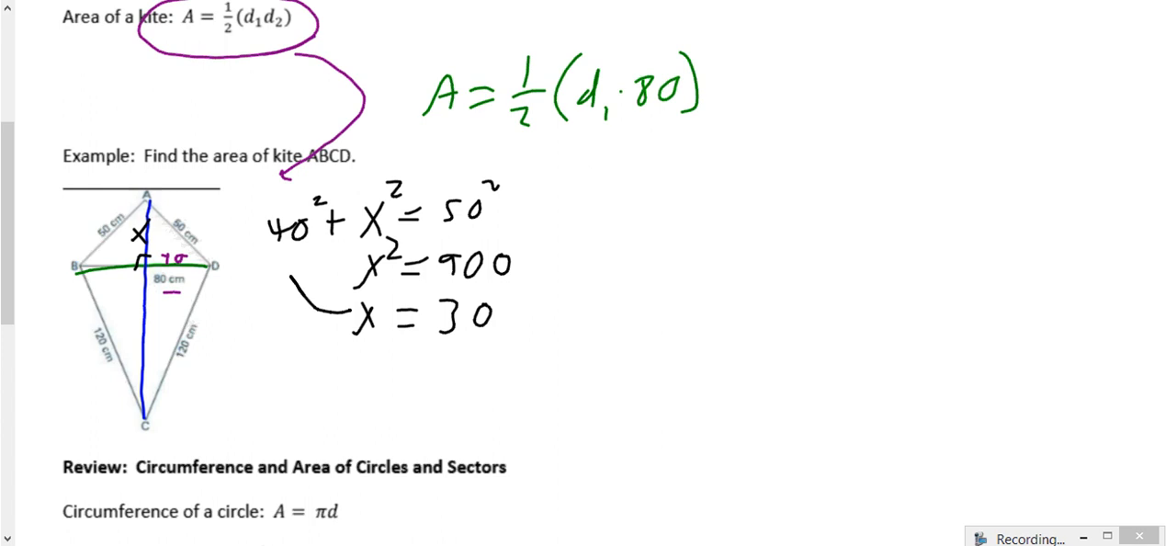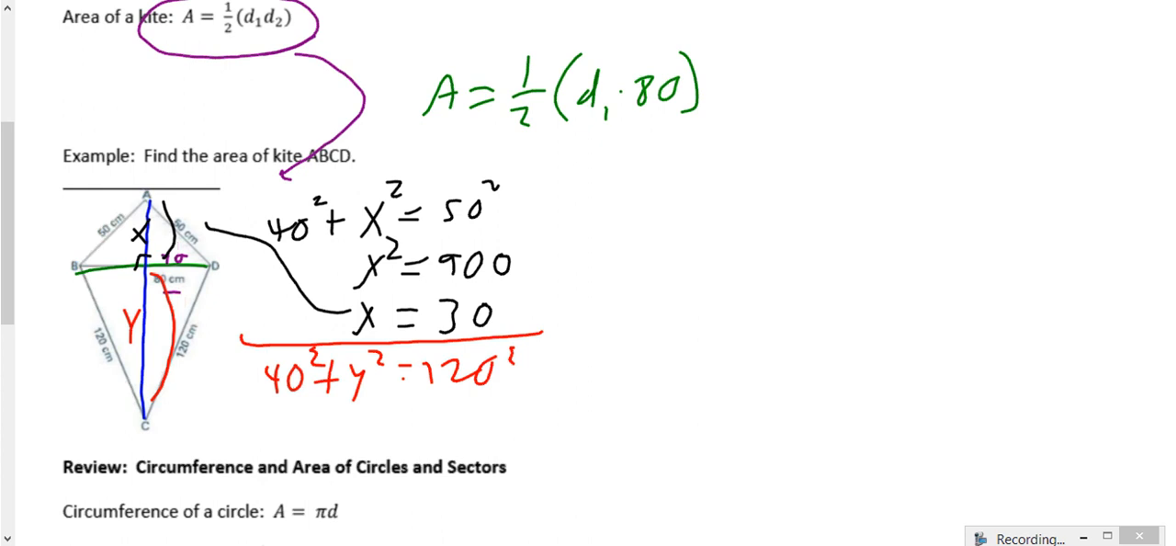Well, that tells us this part, but we need the full diagonal, this whole thing, so we go back to Pythagorean again. And again we have 40 squared plus, and we'll call this one y, equals 120 squared. And this calculation gets pretty big, 12,800. Square root both sides, and y is approximately 113.74.